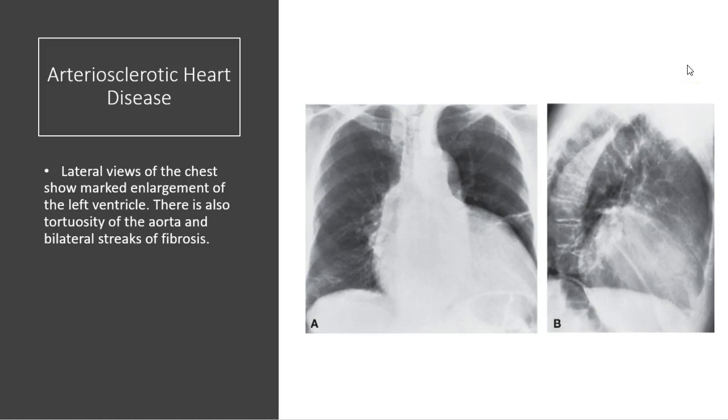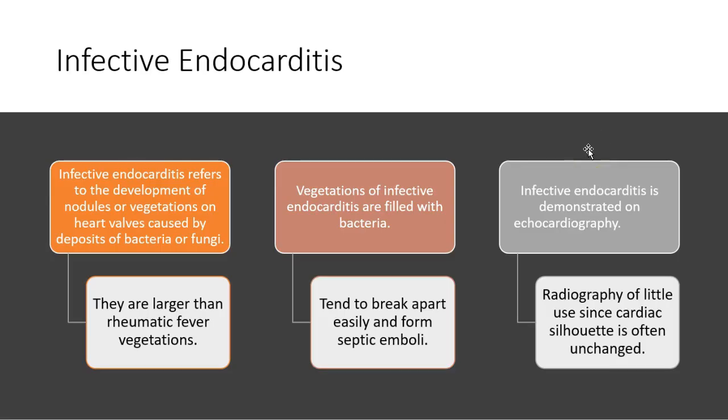All right, so lateral views of the chest show marked enlargement of the left ventricle. There's also tortuosity of the aorta and bilateral streaks of fibrosis. So here you can see the aorta just doesn't look normal, not normal.